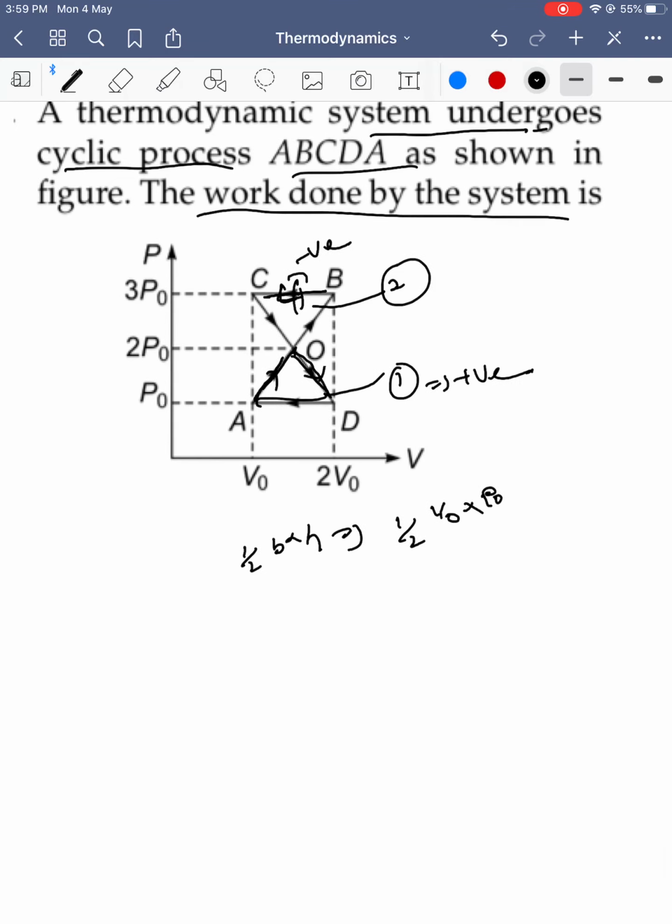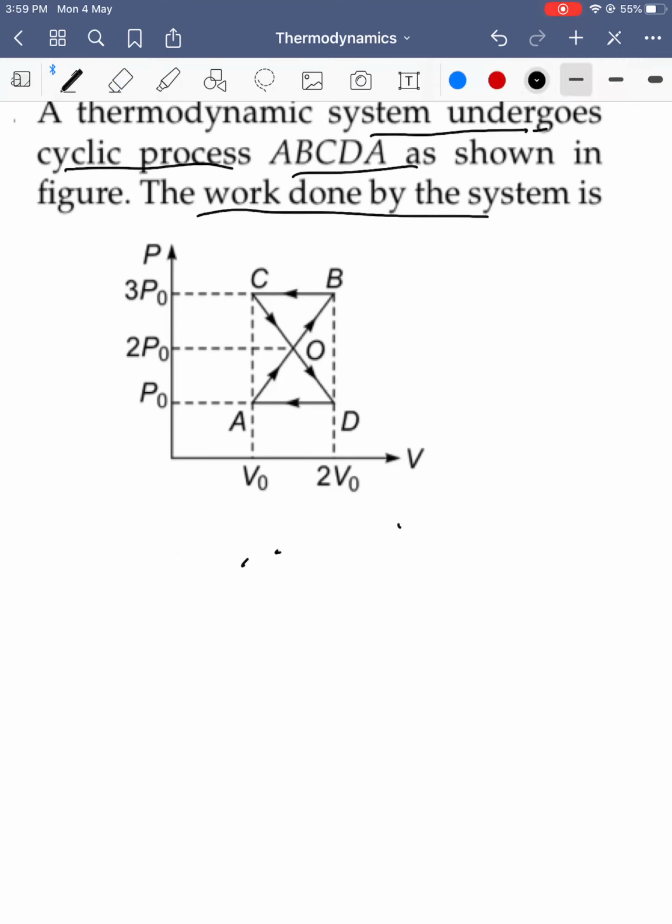If you want to solve in the other way, you can. Listen properly. Take the upper one, find the area under the curve, and subtract this part, because volume is reducing. Add this part, since volume is increasing, and subtract this part. If you do everything, I will simplify, work done in BC, you will end up with the same expressions.